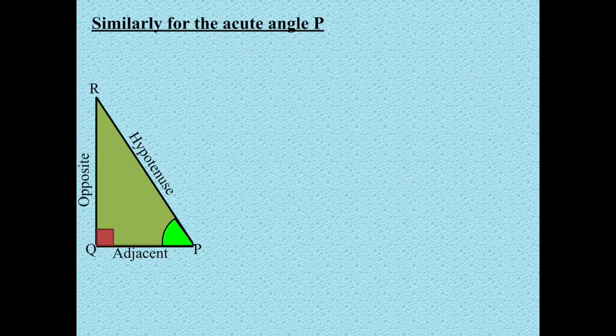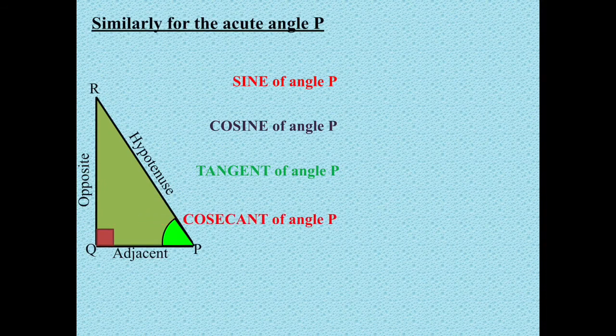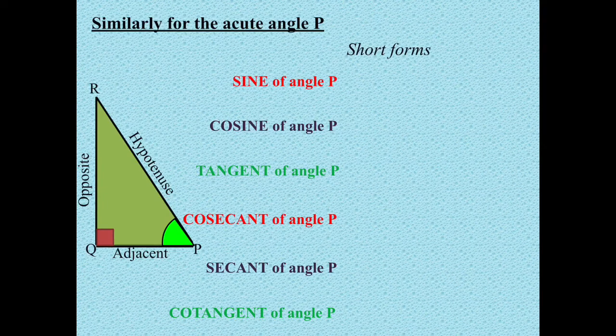The 6 ratios for angle P in this triangle are sine of angle P, cosine of angle P, tangent of angle P, cosecant of angle P, secant of angle P, and the last cotangent of angle P. Instead of writing such long phrases every time, there are short forms for each of these ratios. These are basically the first three letters of their actual name, except for cosecant ratio, where the short form is cosec of angle P.